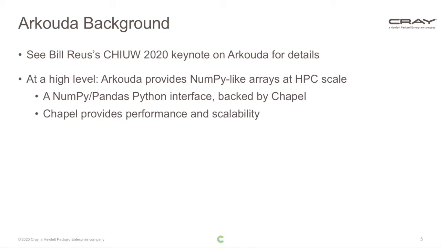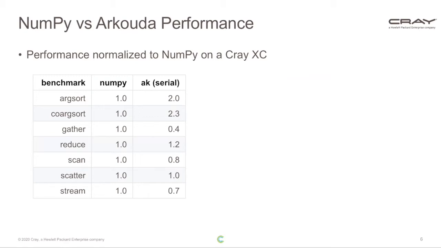And so taking a look at that, we're going to first look at performance of Arkouda compared to NumPy. So this table here is going to summarize that performance, and it's going to be performance normalized to NumPy. And so what that means is that a value of 1 is on par with NumPy, and for instance, a value of 2 is 2 times as fast as NumPy. And this is going to be for 8 key benchmarks.